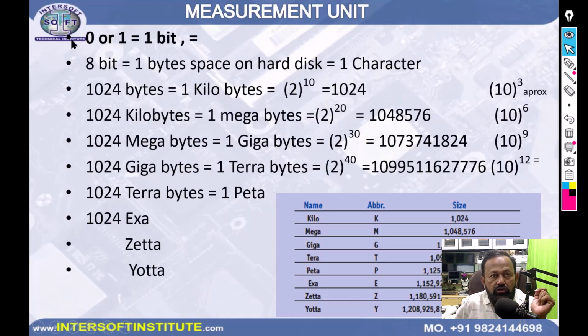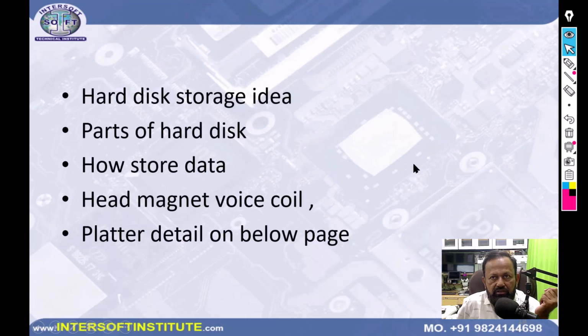Next. So 0 or 1 is equal to 1 bit, 8 bits is equal to 1 byte, that is the space on the hard disk for 1 character. 1024 bytes is equal to a kilobyte, then megabyte, gigabyte, terabyte, petabyte, exabyte, zettabyte, yottabyte. These are the calculations. If you are in the computer field, you already know these things. Up to terabyte you are using, but exa, zetta, yotta also exist. So you can work out how many characters are in 1 terabyte. Okay. So this is the storage.